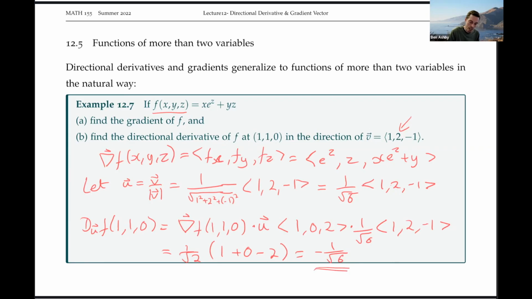So this tells us that if we start at the point (1, 1, 0) for our function, and we want to move in the direction of v, for every unit step I take in the direction of v, our function value decreases by 1 over root 6, and it decreases because this is a minus 1 over root 6.